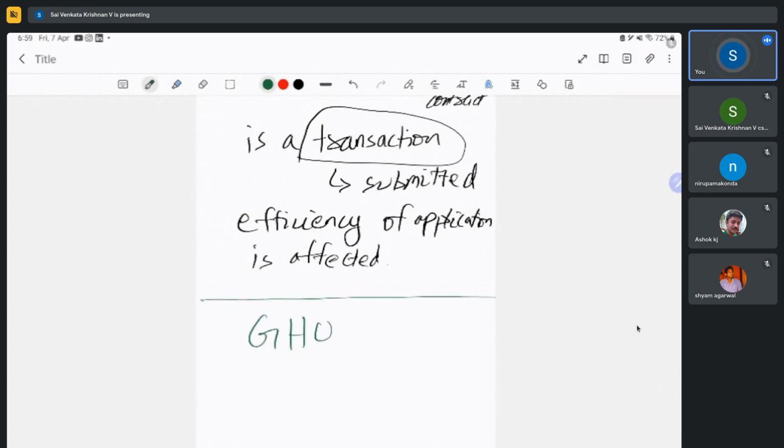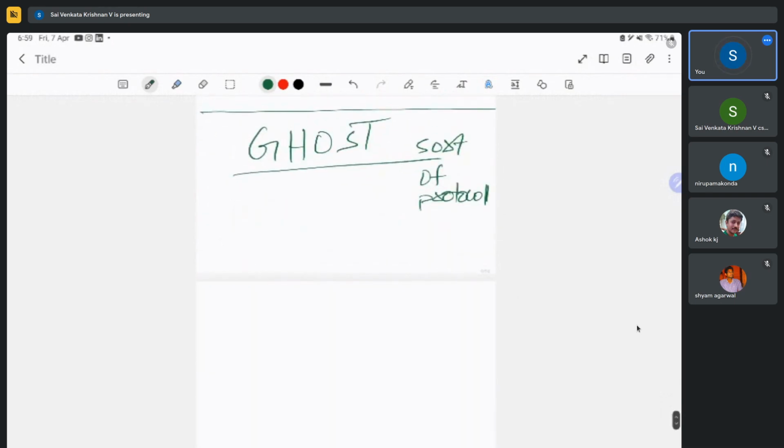GHOST protocol, like a GHOST sort of protocol, not exactly GHOST. What we mean by GHOST is actually Greedy Heaviest Observed Sub-Tree.